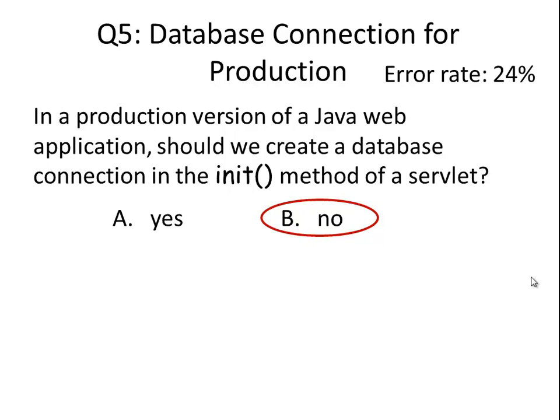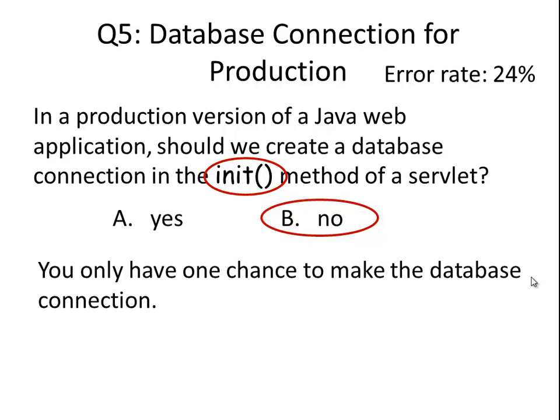Missing rate 24%. So that is not a low number, so let me explain it. We know the init method is only called once in the servlet life cycle. So if you put a database connection in this method, you only have one chance to make the database connection. Only one chance.